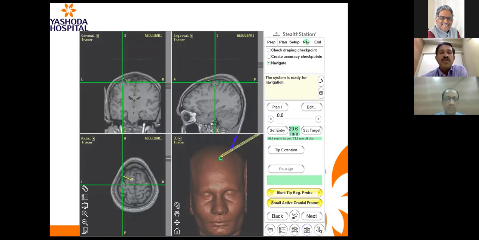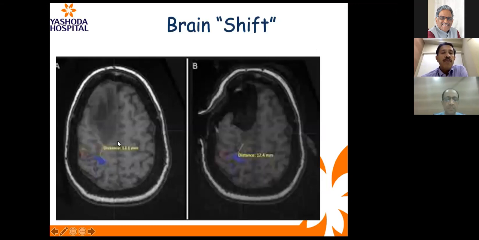But if you use navigation and if you use your mind at the same time while you're navigating, you understand the 3D anatomy much faster and the learning curve becomes much shorter. And the mistakes for which the patient has to suffer becomes far less. Only problem with navigation is that there happens to be a brain shift.